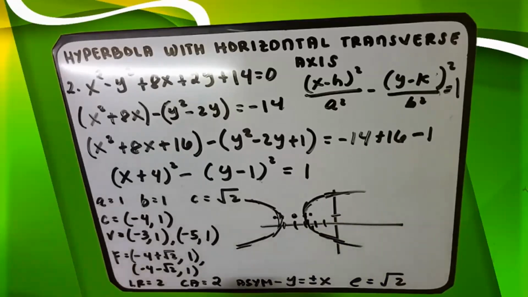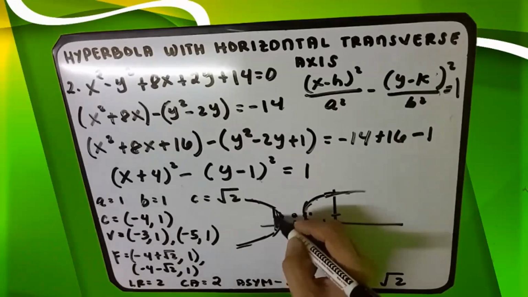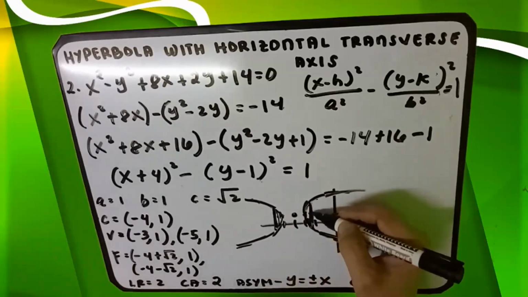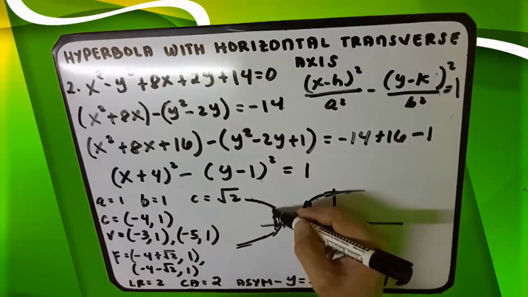And then length of the latus rectum. Ibig sabihin 2 units ito. Tama, 2 units ang length niya. So center niya ito, so ibig sabihin tig 1 unit. So madali nang ma-identify yan.